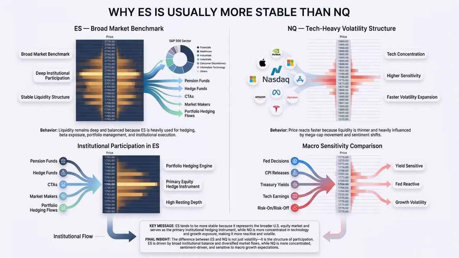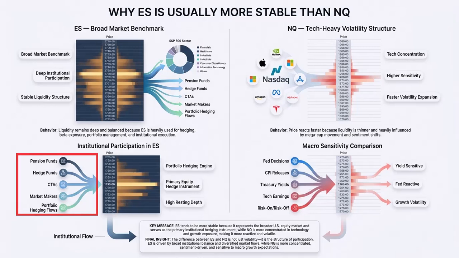2. Why is ES usually more stable and deeper than NQ? ES represents the S&P 500, the main benchmark for the U.S. stock market. It is widely used by large funds, market makers, CTAs, pension funds, hedge funds, and institutions that need to hedge portfolios. ES is directly tied to broad market flows. Because of that, ES liquidity is usually deeper, more evenly distributed, and more stable.